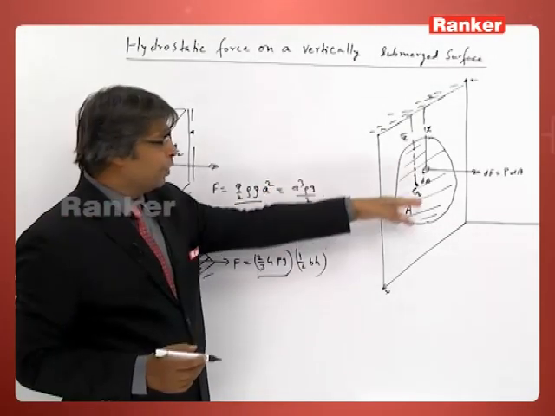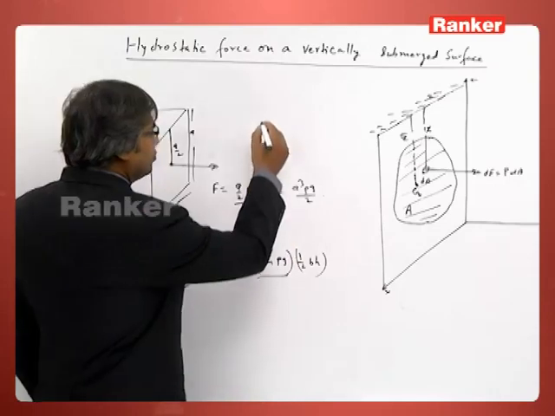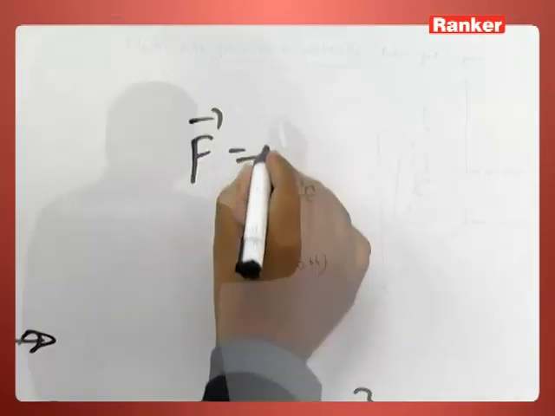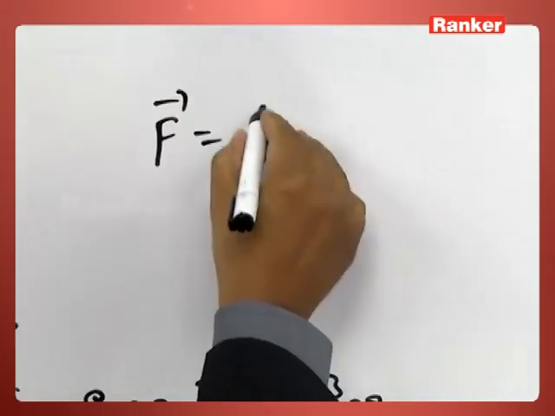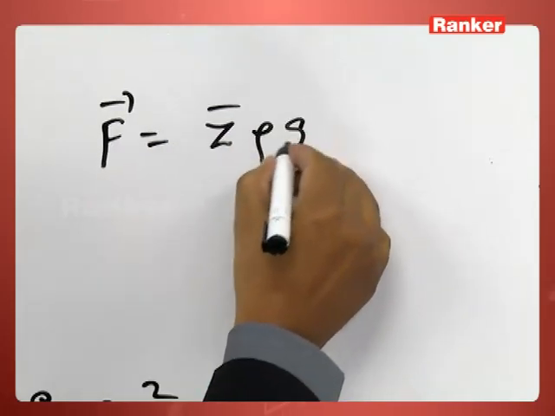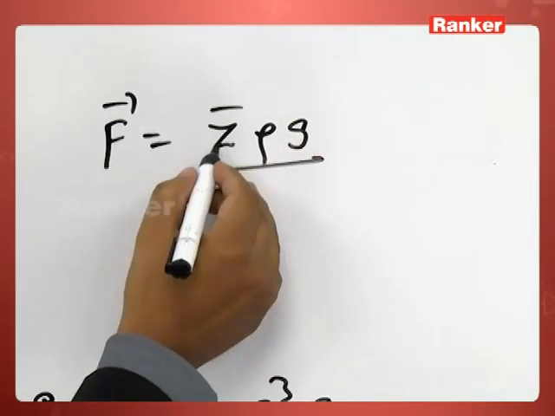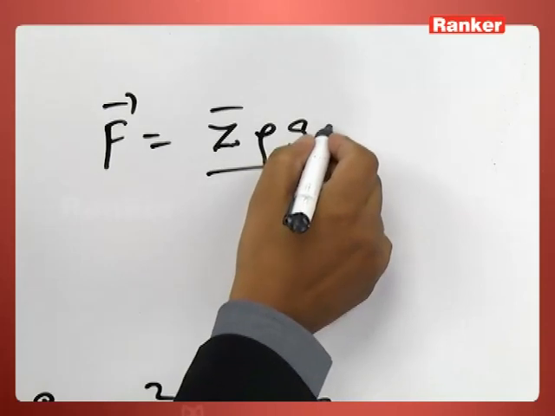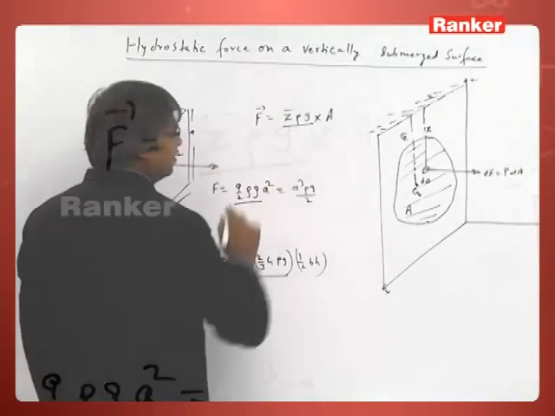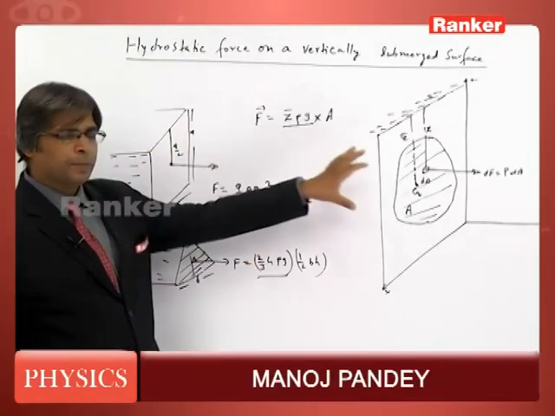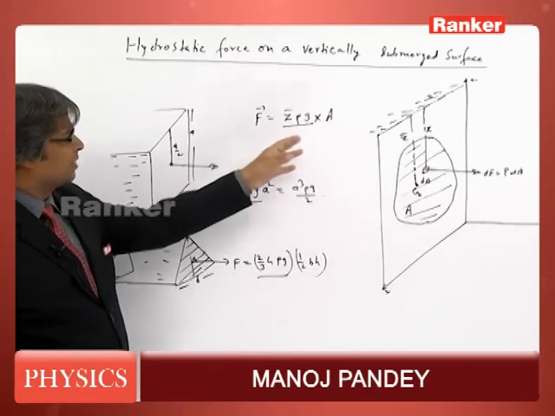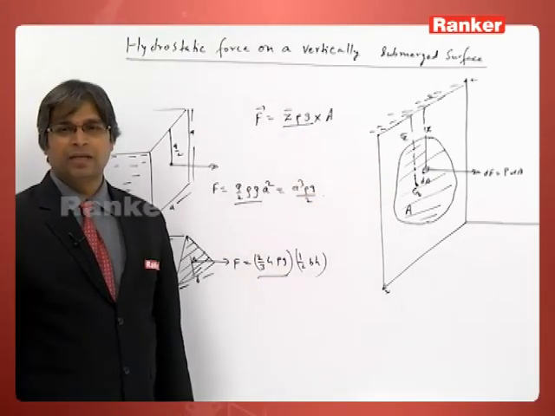So the expression for the total force, you see, is equal to Z bar rho g, that is h rho g, into the area. That means the pressure at the center of mass into that area. This will be the expression of the total force acting on a vertically submerged surface.